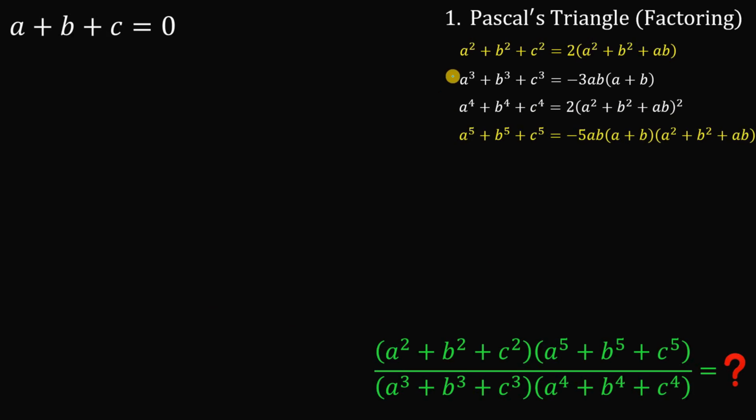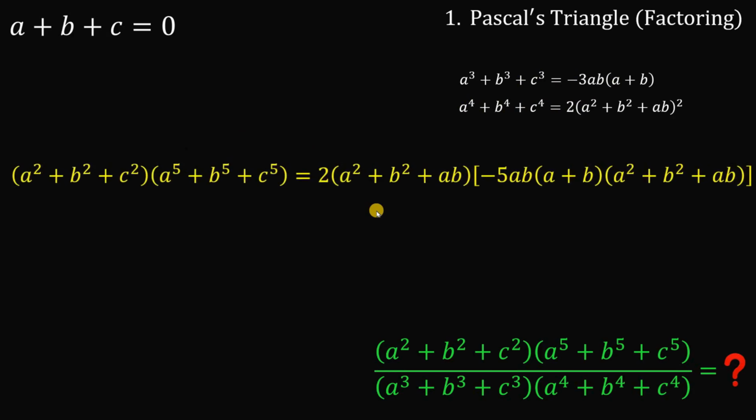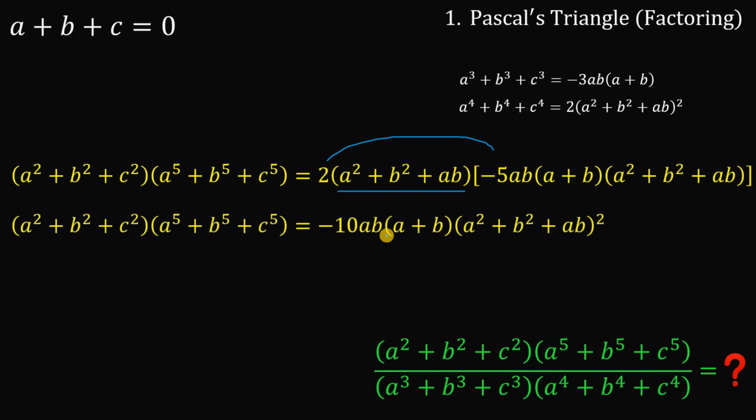Now, let's get the numerator. We have sum of squares and sum of fifths. And then what we're going to do is to simplify its factor. Because take note, we have a common factor here, a squared plus b squared plus ab. So we can rewrite this as raised to the power of 2. Also, we can multiply these two to negative 5ab. So this results to negative 10ab times a plus b times a squared plus b squared plus ab quantity squared. So this is now our numerator. So let's set aside this.